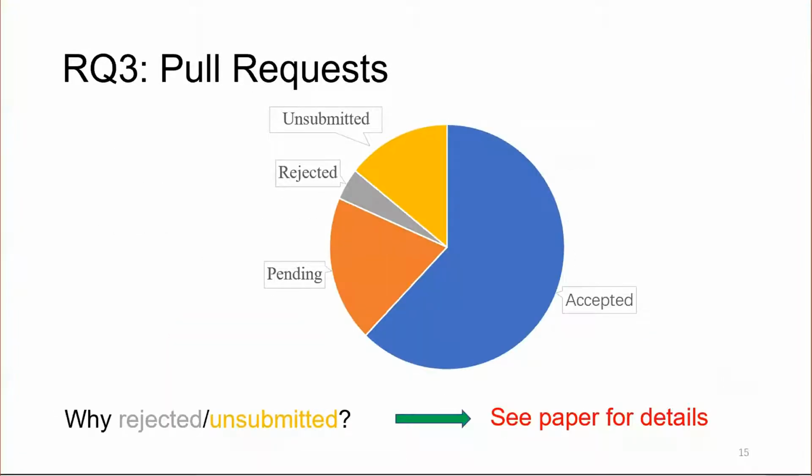Our final research question is about pull requests. Overall, developers have accepted PRs that we submitted for a majority of the fixed tests. This high ratio of accepted PRs shows the effectiveness of the fixes that DexFix proposes. For those rejected or unsubmitted ones, please see our paper for details.